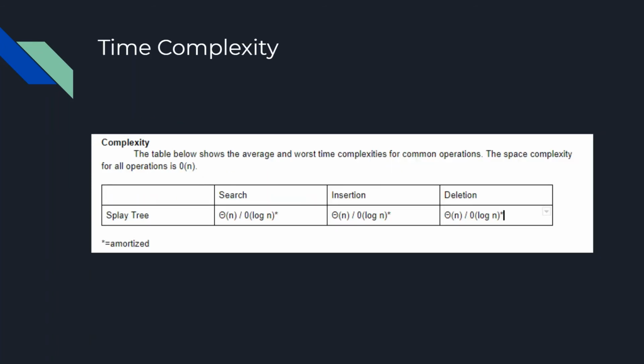Time complexity. Most of the operations have an amortized order log n time complexity on average. The worst time complexity would be theta n.